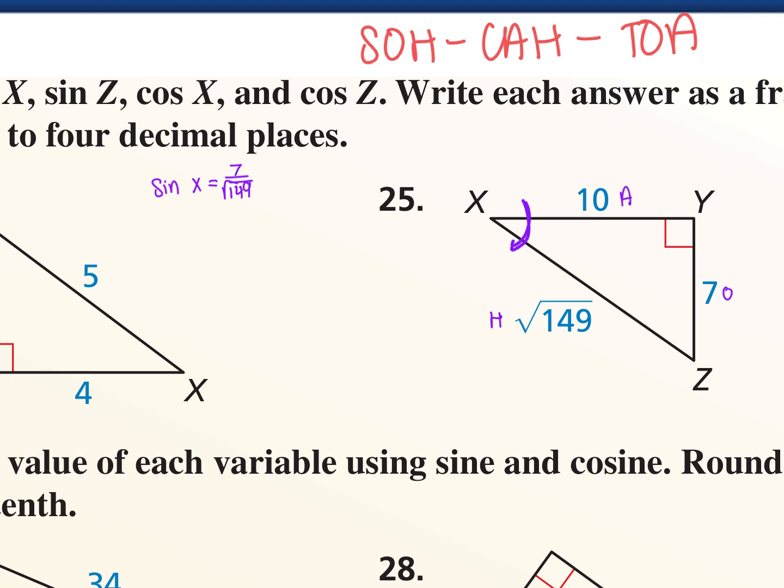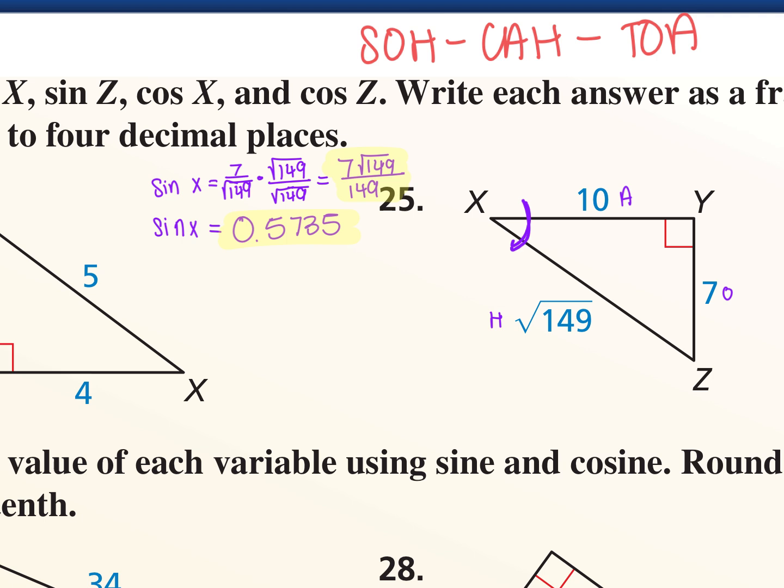Keep in mind, I cannot have a radical as my denominator, so I'm going to multiply both sides by the square root of 149. So that's going to give me 7 times the square root of 149 over 149. And then I'm going to go ahead and change that to a decimal. Sine x equals, plugging that into my calculator, 0.5735. So this is my answer as my decimal. This is my answer as my fraction.